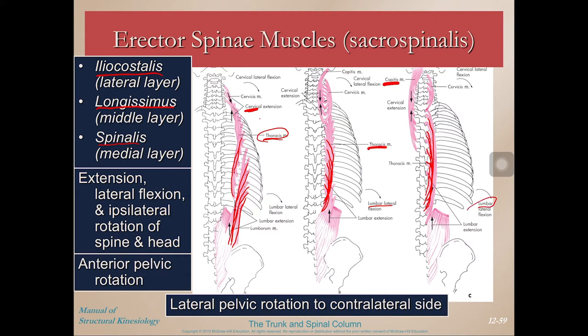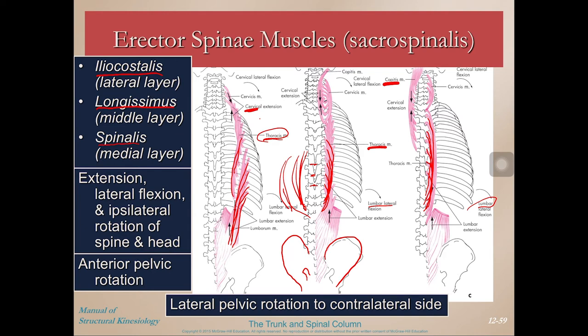And the actions that these muscles do, extension of the spine, right? So if they contract bilaterally, you can imagine if we have all of these muscles contracting, even though they don't directly cross these joints, if they contract bilaterally, they're gonna pull the spine into extension. But if one side contracts, then it's lateral flexion to the ipsilateral side, to that same side, as well as ipsilateral rotation.